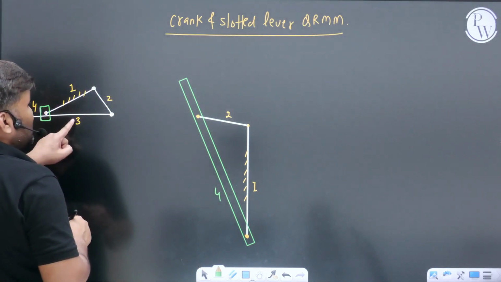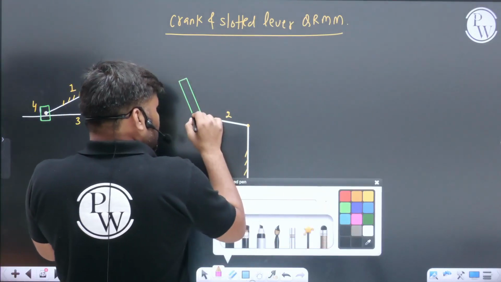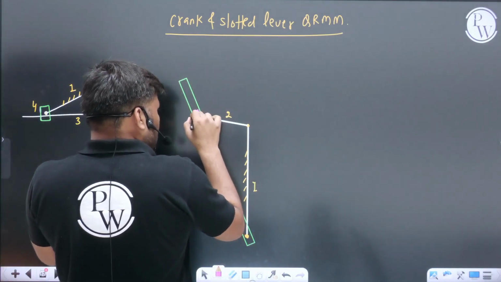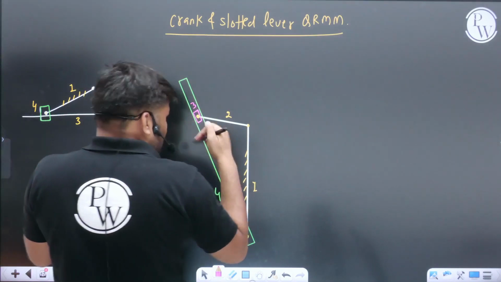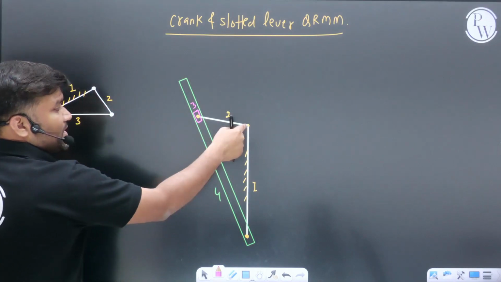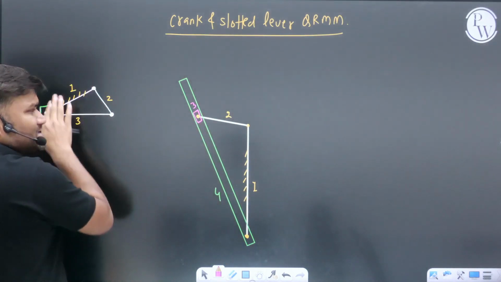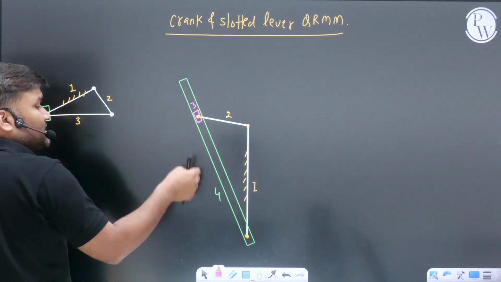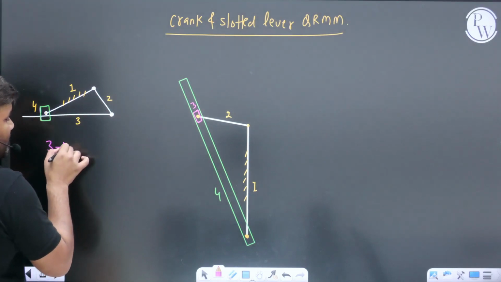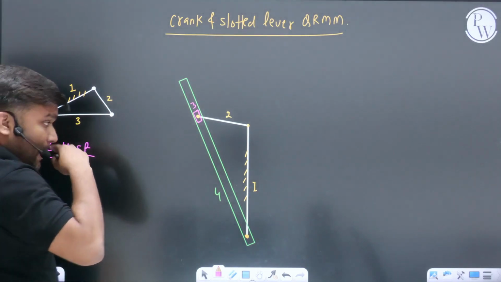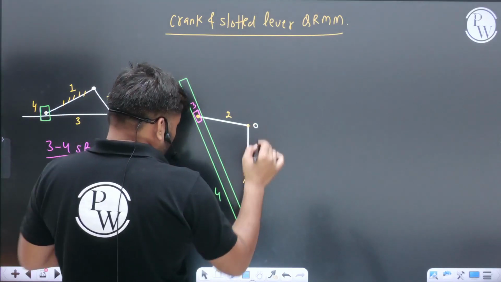And 3, where is link number 3? Link number 3 is connected with link number 2. This is my slider, this is my link which I am saying as link number 3. Now check, between 1 and 2 there is a turning pair, between 2 and 3 also a turning pair, between 1 and 4 also a turning pair, exactly the same as I had here. Between links 3 and 4 I have a sliding pair. If I give it some names, this is point O, this is point A, this is your point B.